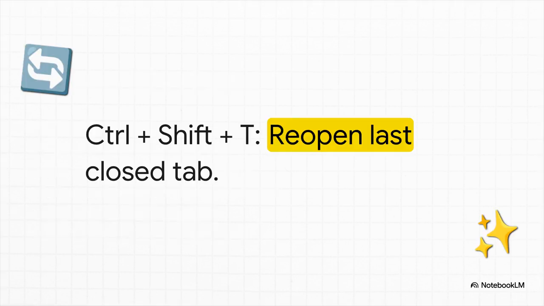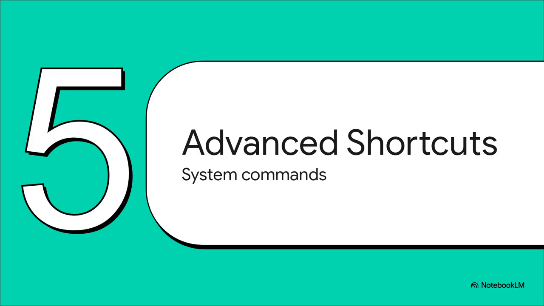But okay, we have to single out this specific combination, Control plus Shift plus T. This is the ultimate lifesaver. When you accidentally close that crucial tab you were just reading for a big project, you don't need to panic and go digging through your history. Just hit Control Shift T and it reopens the last closed tab instantly. It's basically magic. Ready to level up?